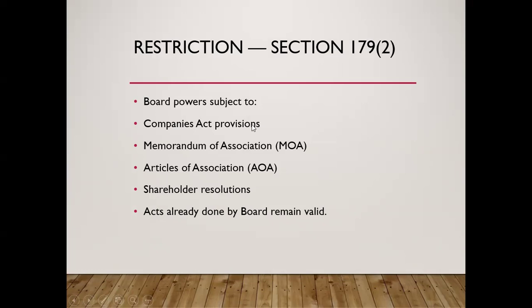So now we will see section 179 subsection 2. This subsection 2 of section 179 further clarifies that the board's authority is subject to the Companies Act, the memorandum of association, the articles of association, and even the resolutions passed in the company's general meeting. However, such shareholder resolutions cannot undo or invalidate acts already carried out by the board.